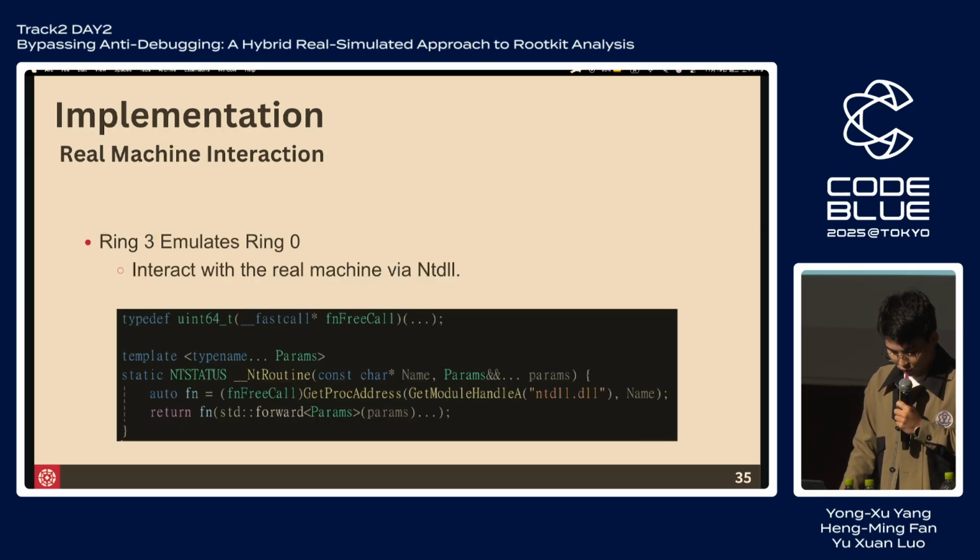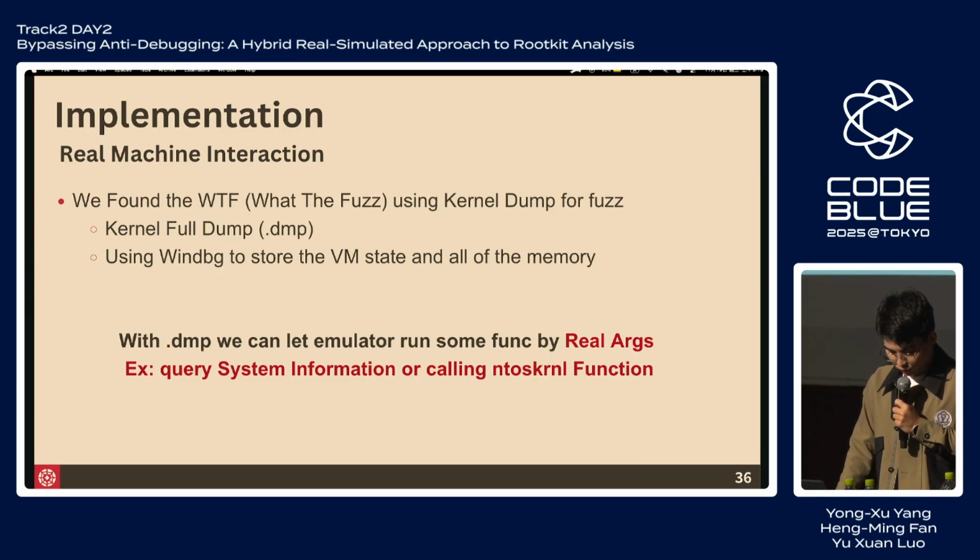And we have two ways for the emulator to interact with the real machine. The first way follows KCE: we process API function calls to update the real machine environment's values. The second way, which is pioneering, is using kernel dumps. We got this idea from a fuzzing project called What the Fuzz. By using a kernel dump, we can let the function have real parameters from the pre-snapshot during function execution, yielding more realistic returns.